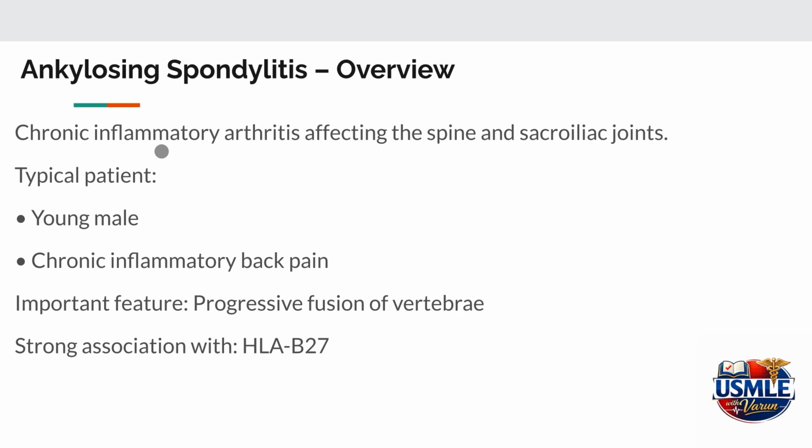Ankylosing spondylitis is a chronic inflammatory arthritis that primarily affects the spine and sacroiliac joints. It usually affects young males, often beginning in late adolescence or early adulthood. One of the key symptoms is chronic inflammatory back pain. Unlike mechanical back pain, the pain of ankylosing spondylitis improves with physical activity and worsens with rest. Another important association is HLA-B27 positivity, which is commonly present in the affected patients. Over time, inflammation leads to fusion of the vertebrae, reducing spinal flexibility.